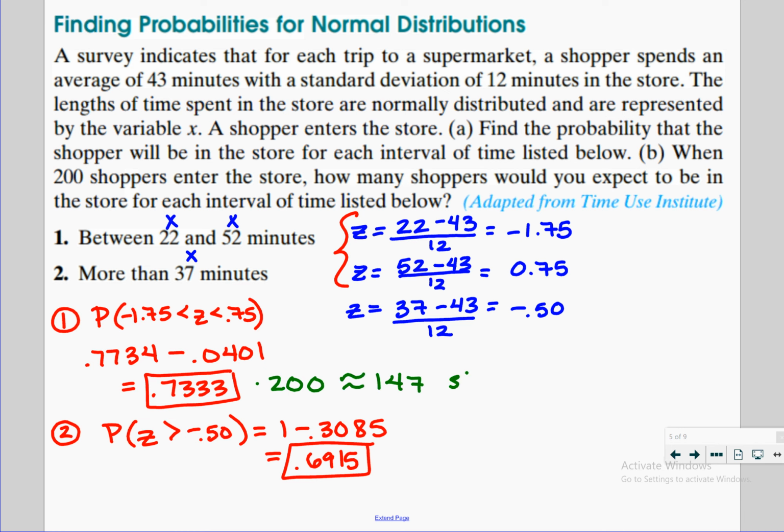And you do the same thing for the bottom one, okay? We know it's about 69%. If we know there's 200 people, that's about 138 shoppers.